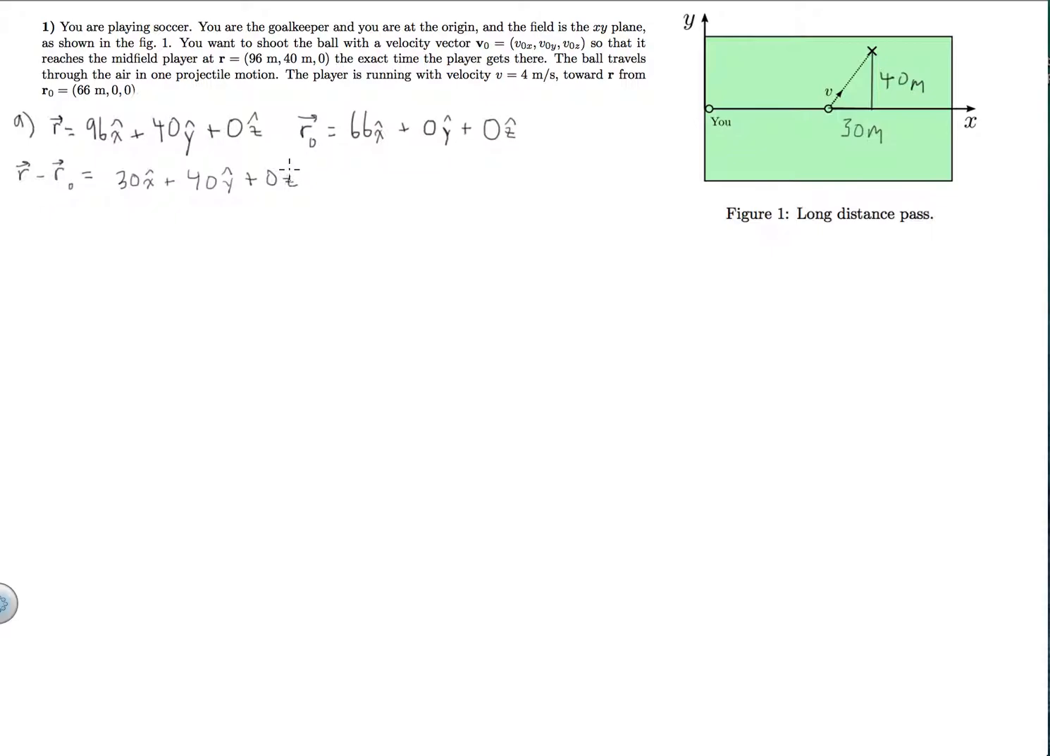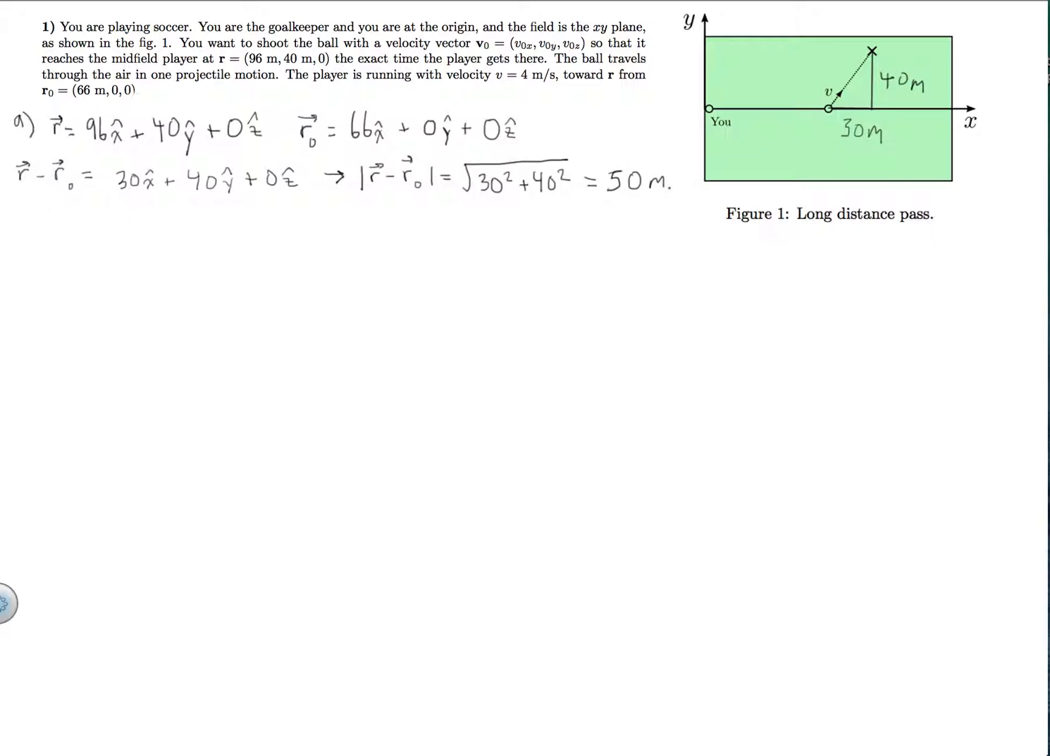Now we simply need to calculate this magnitude. This is not a vector, it's a scalar. So I'll just write it as the magnitude of r minus r naught, which is given by the square root of each component squared, so 30 squared plus 40 squared, and we can ignore the 0 because that yields nothing, and we get 50 meters.